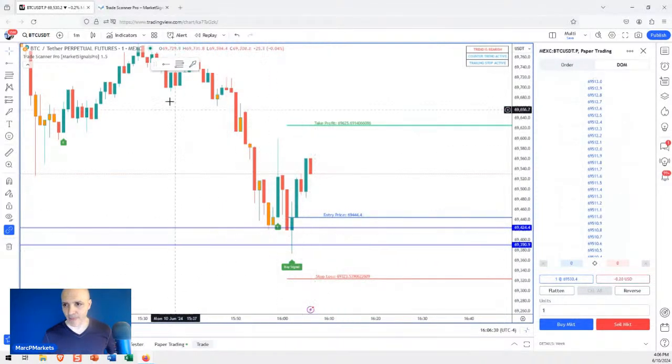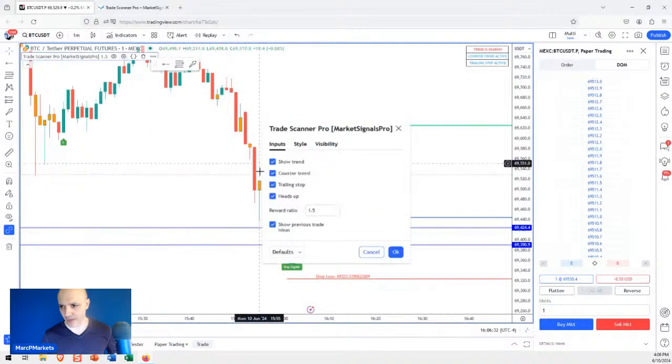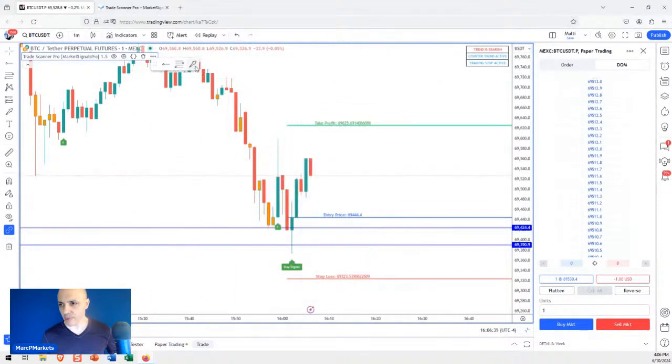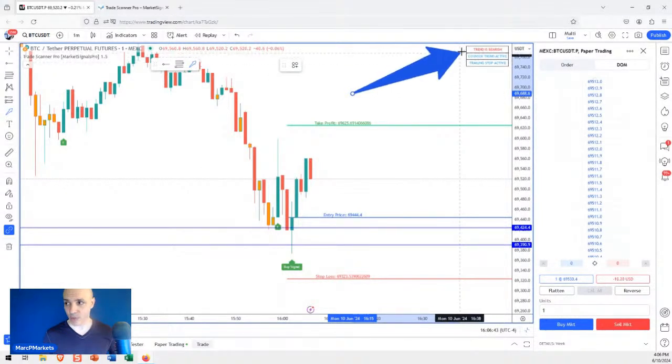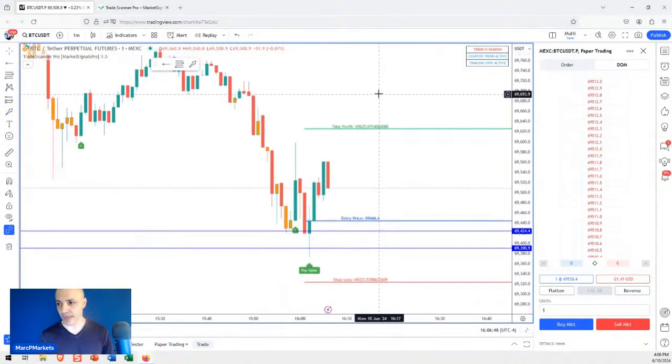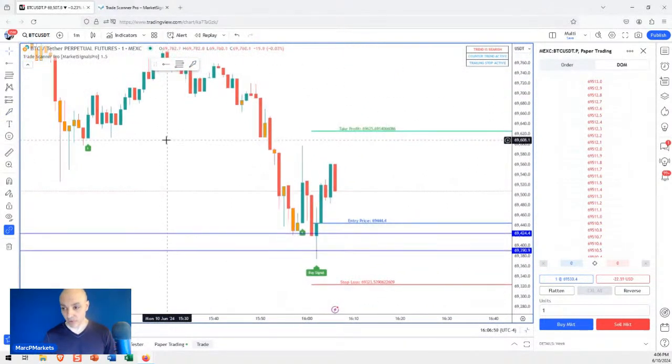The trailing stop is not in effect yet. Let me make sure it's on. Okay. Also, this status bar up here will tell you if the trailing stop is on, and if you're in counter trend mode, in case you forget. That's the whole point of having this up here, so you know, and it's on your chart. Okay, so let's see what happens now.